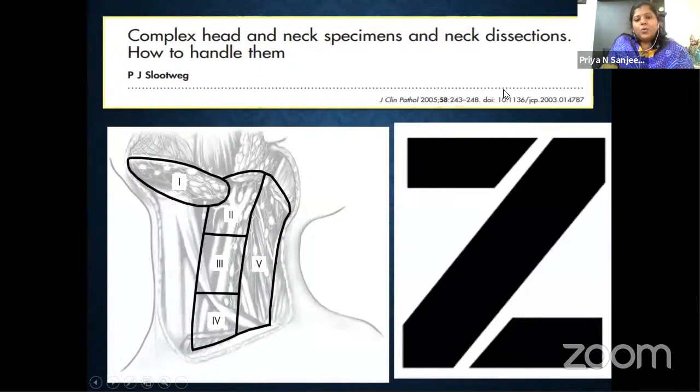So there is a clue for the orientation of the radical neck dissection specimen, and it is compared to the capital letter Z. The upper horizontal line denotes the level 1 group of lymph nodes. The bottom horizontal line can represent level 5 group of lymph nodes, and the slanting oblique line can have equal divisions of level 2, 3, and 4. You can just go through this article by Slootweg, where the handling of the surgical specimens is mentioned.